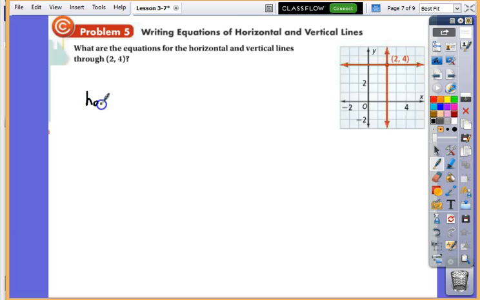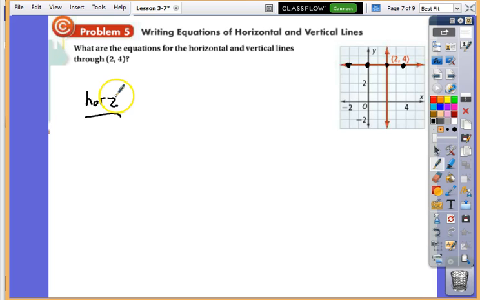If you have a horizontal line, which this is a horizontal line, all of the points on this line have the same y-coordinate value. If I'm looking here, the y is 4. If I'm looking here, the y is 4.